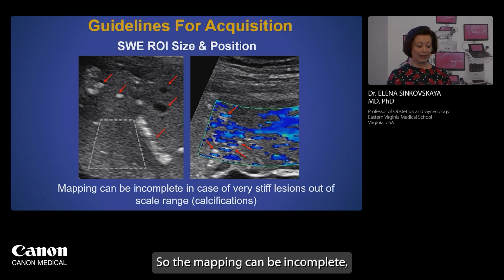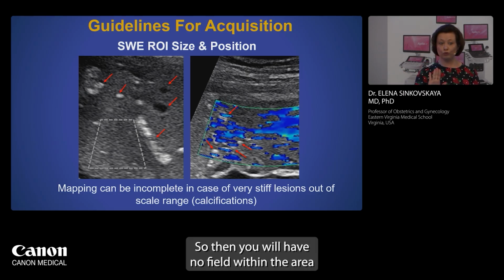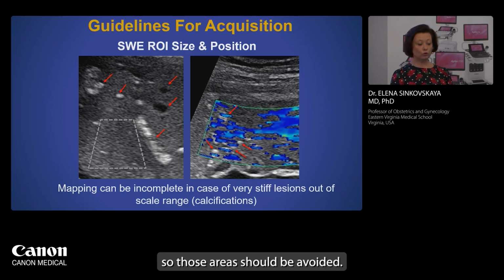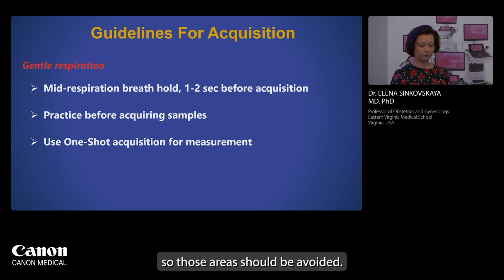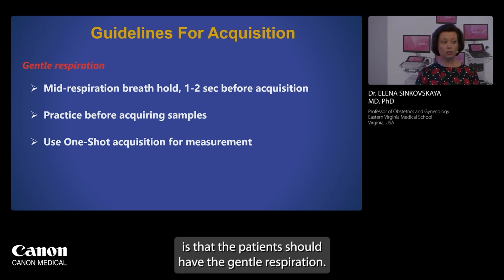So the mapping can be incomplete in case of very stiff lesions out of the scale range, so then you will have no fill within the area of interest on the shear wave, so those areas should be avoided. The other very important consideration is that the patient should have gentle respiration.